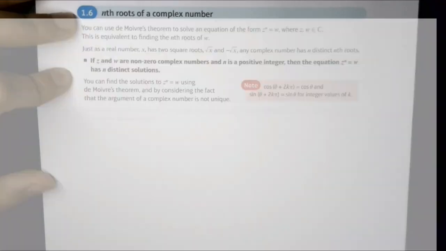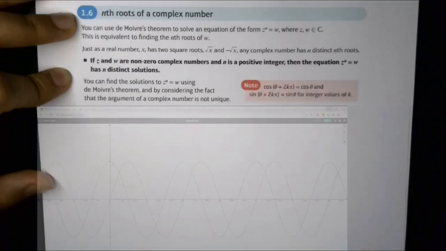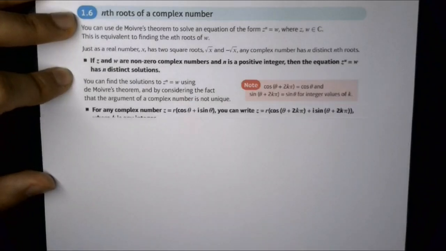If we actually show you the graph of sine and cos, the graph of sine is in red, the graph of cos is in blue, you can see they repeat every 2 pi radians. So that's what this statement is talking about.